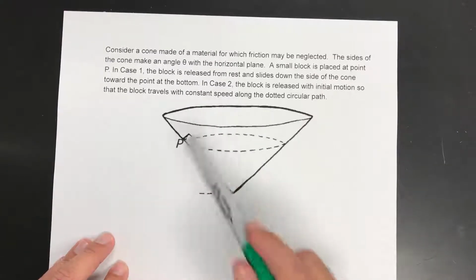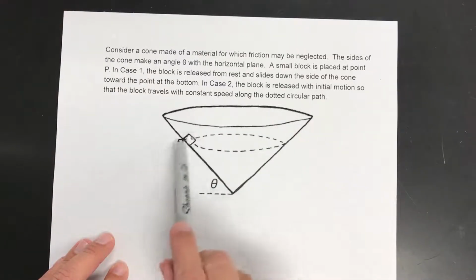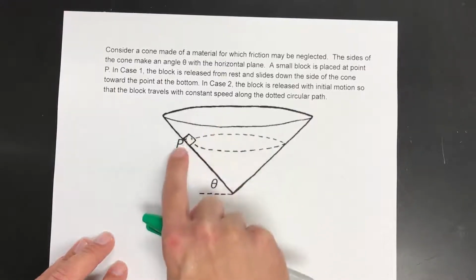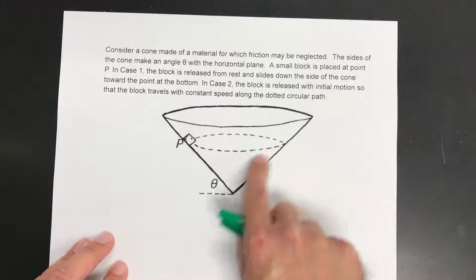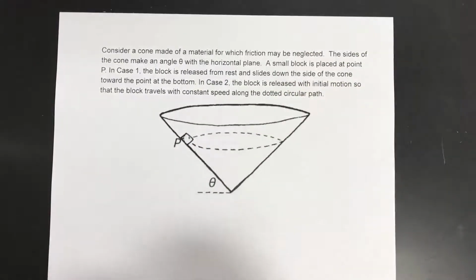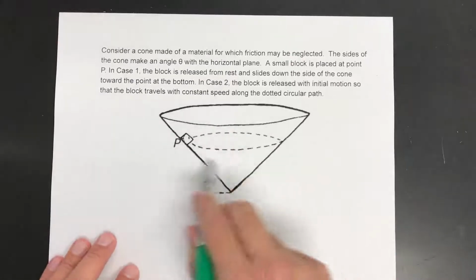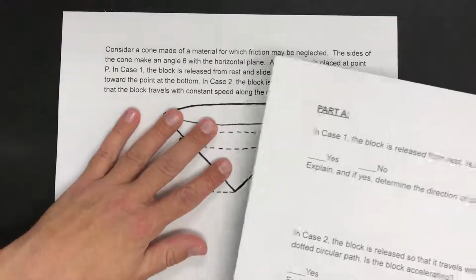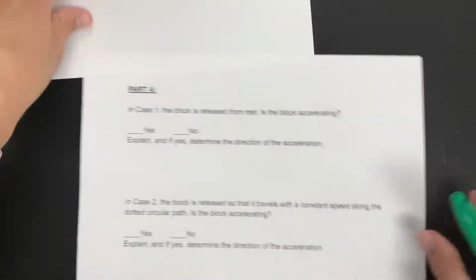In case 2, the block is released with an initial motion, so the block travels at a constant speed along the dotted circular path. So you give it a little push like that, and it's going around and around, like one of those little things you put the coin in at the zoo or the museum or the mall, and it's just going around and around there. Okay, so let's keep this picture handy for when we answer the next parts here.